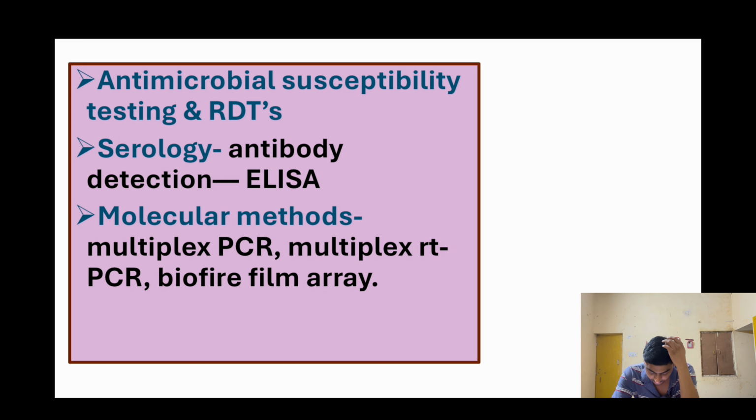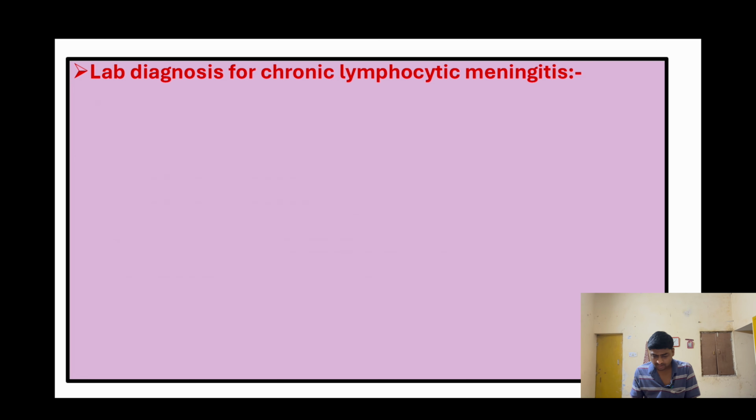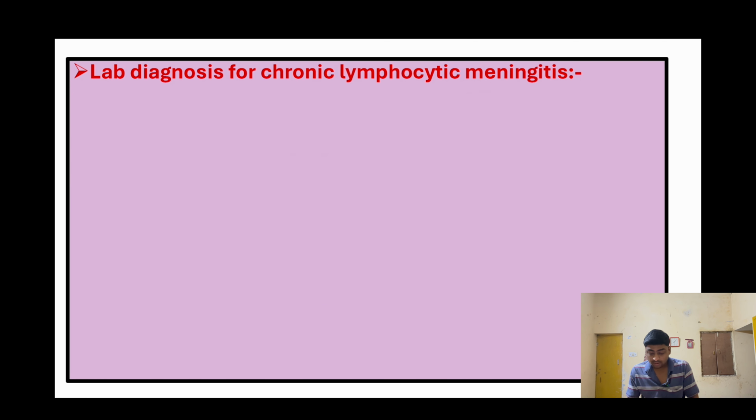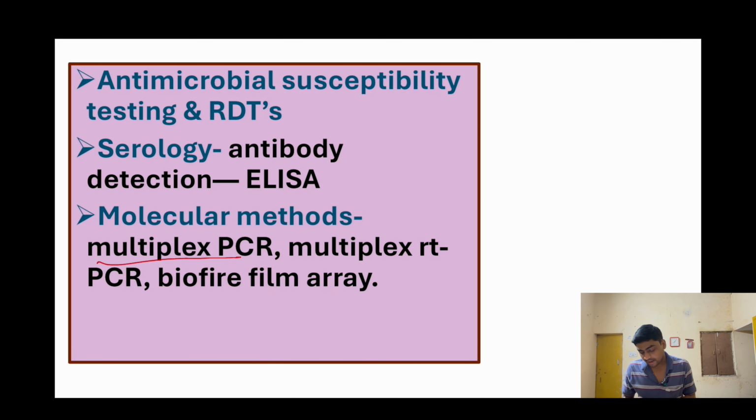Now serum analysis and serology can also be done in the case of meningitis. In serology, we detect antibody by the technique ELISA, which is enzyme-linked immunosorbent assay. And molecular methods can also be used, which are multiplex PCR, multiplex real-time reverse transcriptase PCR, and BioFire FilmArray. So this is the lab diagnosis of acute bacterial meningitis, that is pyogenic meningitis.